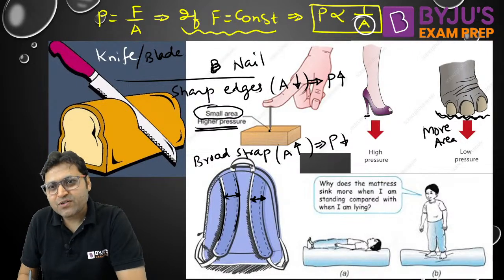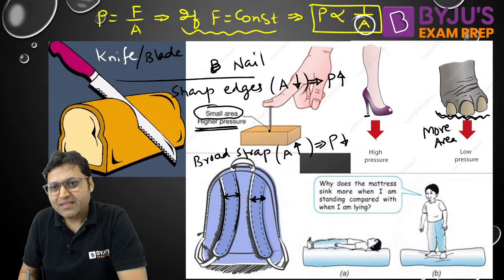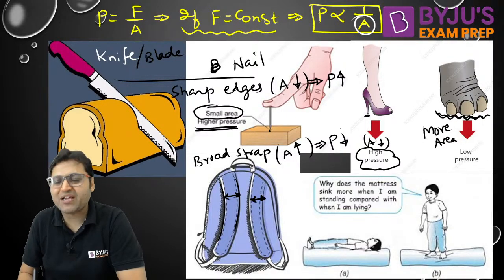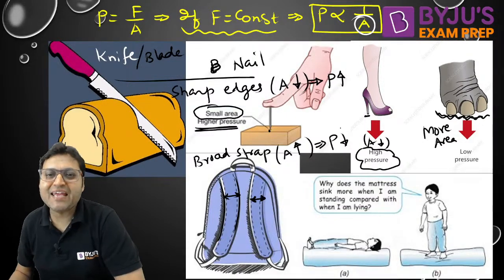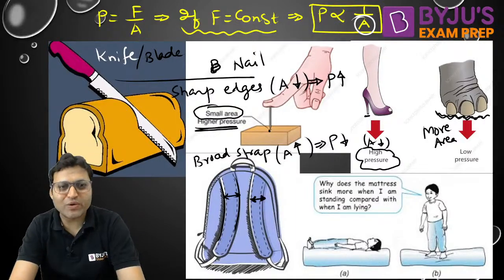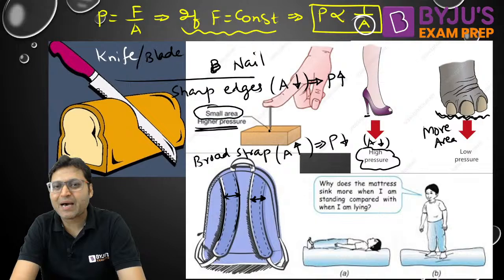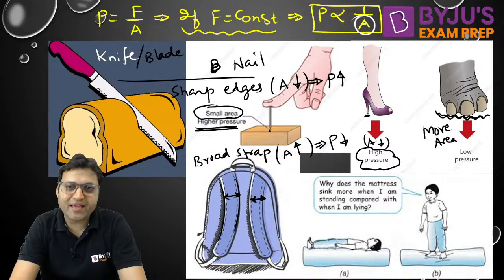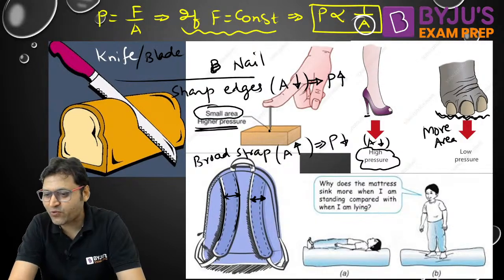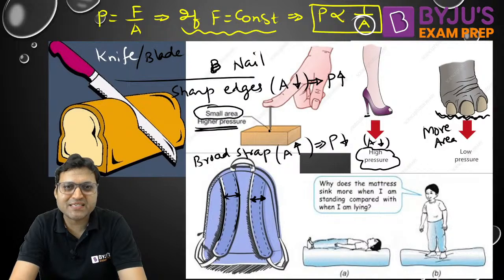The girls using the heels, there is less area and that gives the high pressure. So pressure and area are inversely proportional to each other. So pressure is nothing but the effect of the force applied per unit area. It is the effect of the force, right? I hope this is clear. That is the reason for defining the pressure.